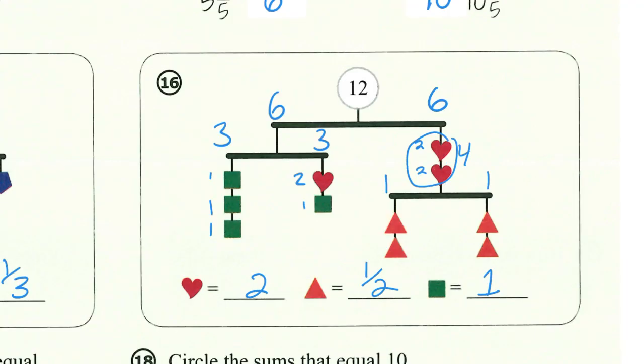One tricky part on this one would be that I figured out that the heart was 2 over here. And so here I have 2 hearts, so that's a total of 4. So to have this entire side be 6, that means each side down here needs to be 1. Because this would be 1, 1, and 4, that's 6. And that's how I got the triangles to be 1/2 each.